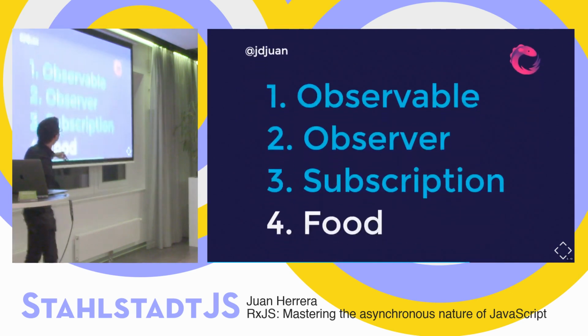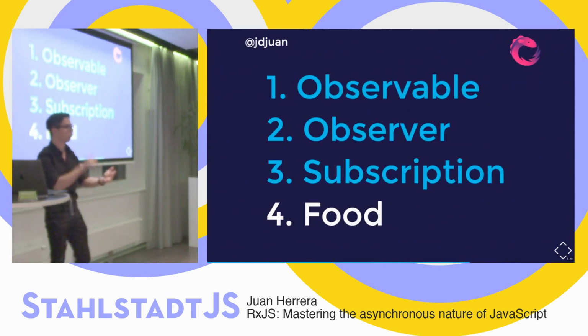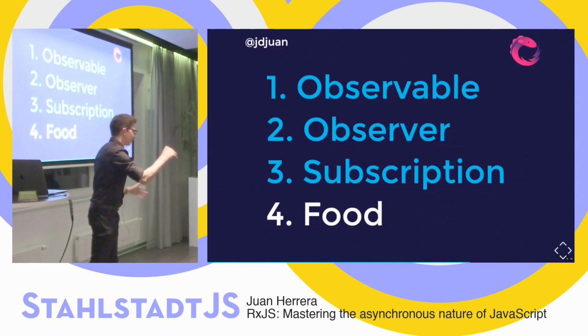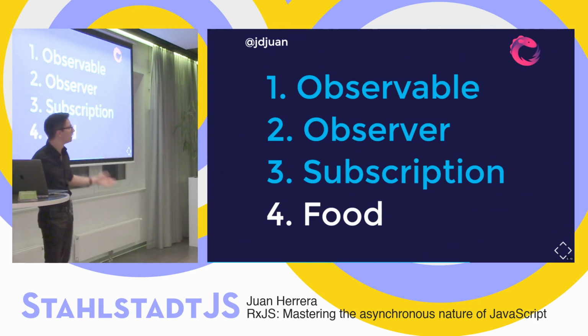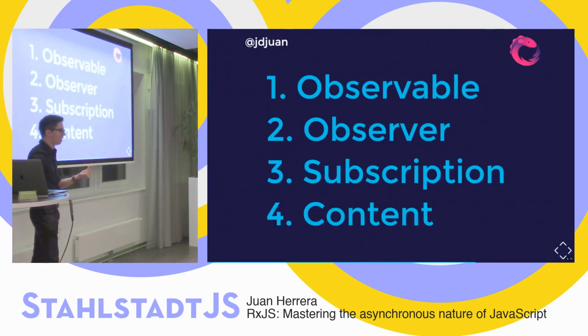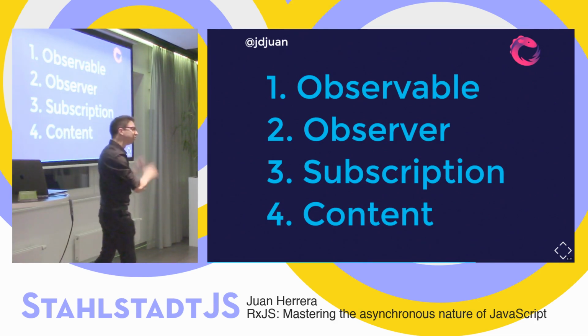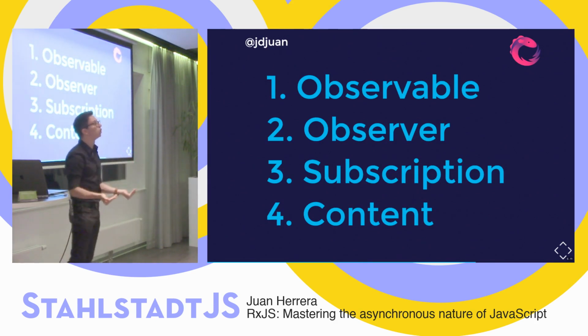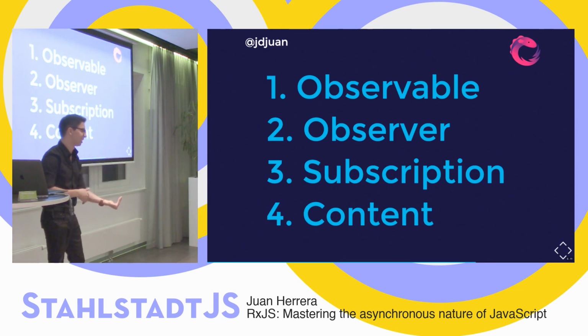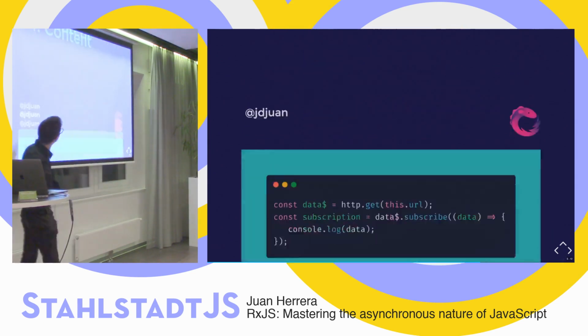Instead of a checkout, you have a subscription, which is pretty much the point in which you said, like, yes, I want this. And finally, instead of the food, you get the content. These are the 4 tenets of observables. If you understood this analogy, then you're already good to go with RxJS. Now let's take a look at what code looks like.